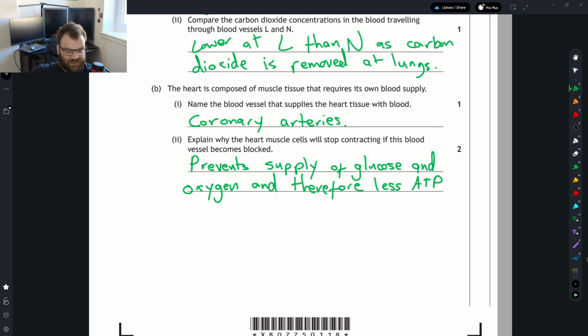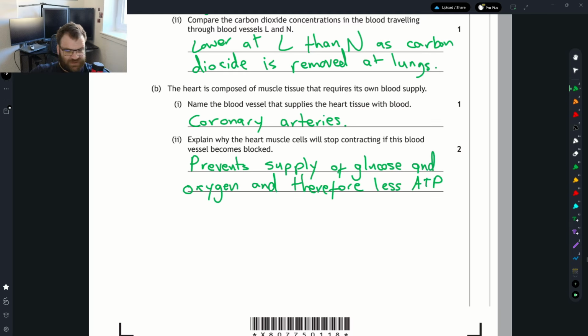Exchange surfaces all have things in common. One will be a large surface area. They'll also have thin walls to make it easier for the chemicals to pass through. There'd also need to be some sort of supply of blood. Fish have blood, pretty sure fish have blood. And that carries away the chemicals. This could be for the lungs or the villi for the foodstuff as well. Large surface area and thin walls both make it efficient exchange of, in this case, gases. Gas exchange, yes.